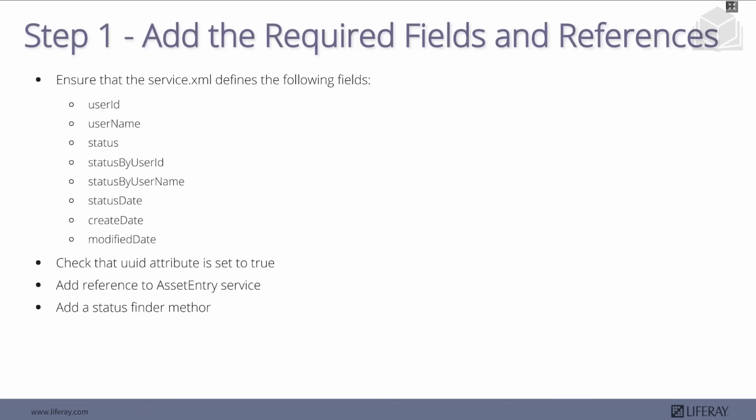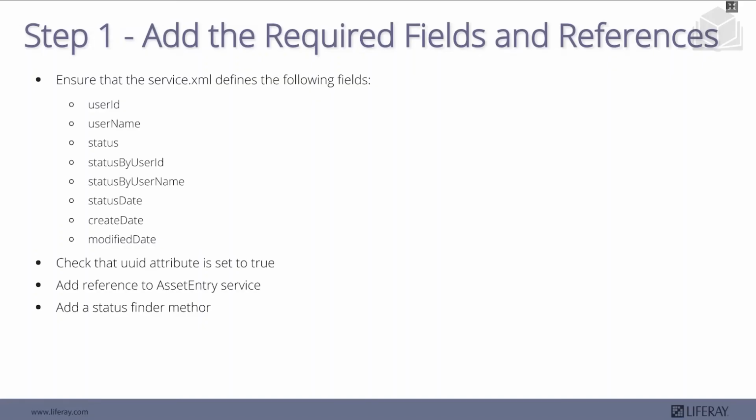So we have a custom entity over in our service.xml. We first need to confirm that we have a number of fields, right? These are kind of the required fields that are needed in order for our asset entry to work. From there, we want to check to make sure our UUID attribute is set to true, and we're going to be adding a reference to the asset entity service. Basically, we want to call the asset entity service whenever something is going on with our entity.